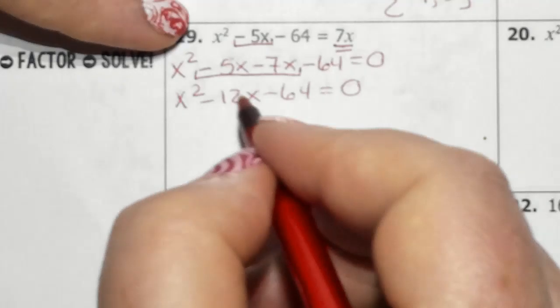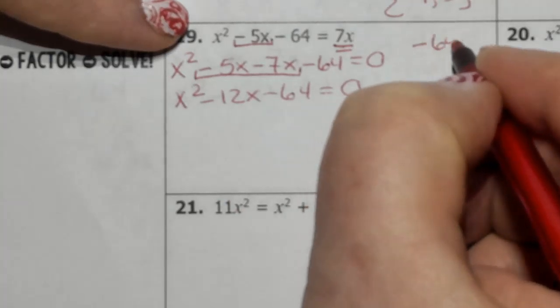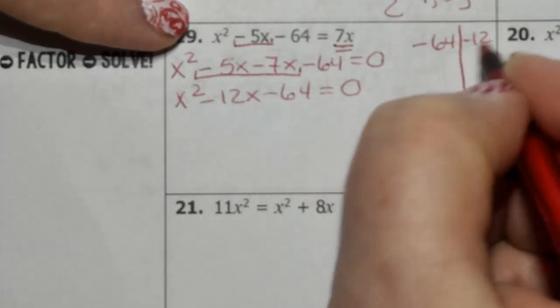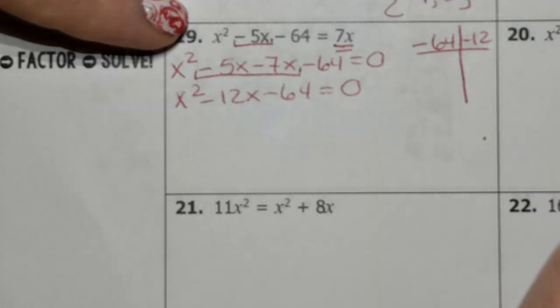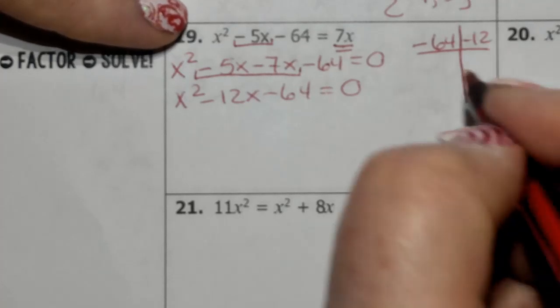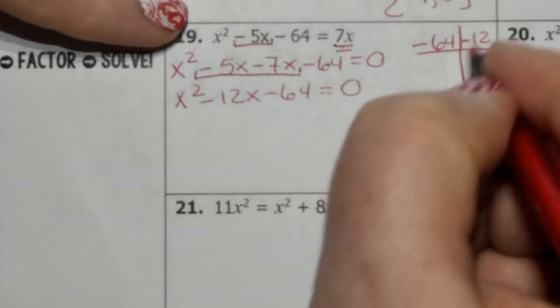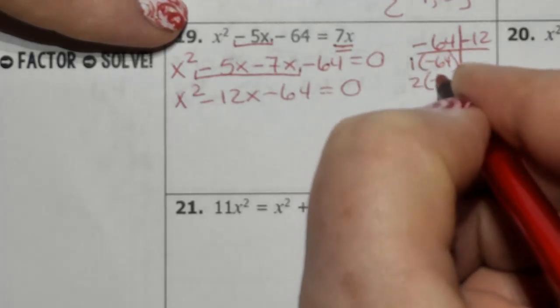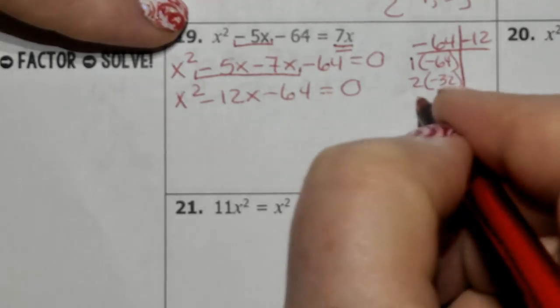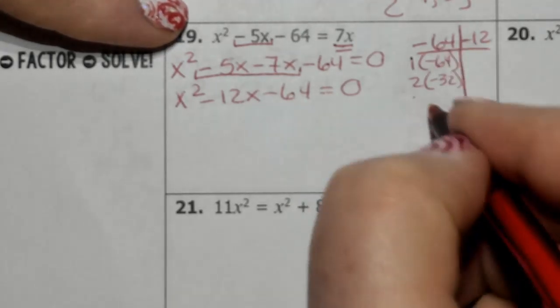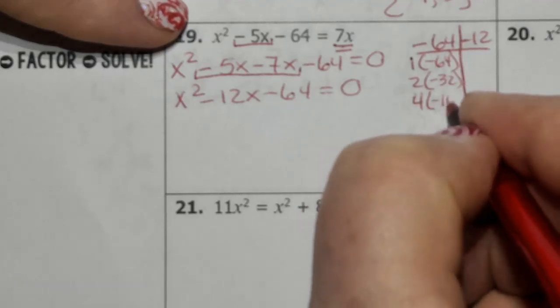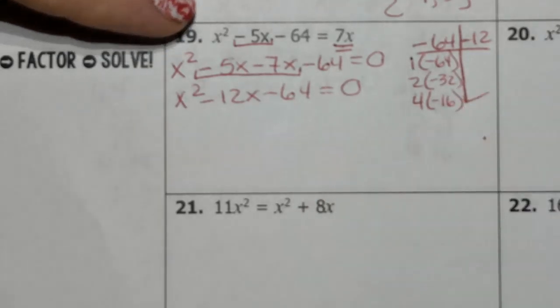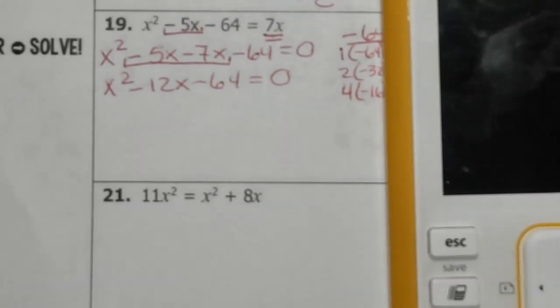No a term, so it's just factors of the last term that add up to the middle term. All right, let's think. 64. Well, let's just start at the beginning, and the larger number will be negative this time. 1 and negative 64? No. 2 and negative 32? Nope. 3 does not go into 64. 4 and negative 16? Yes. And remember, you can find factors on your calculator.